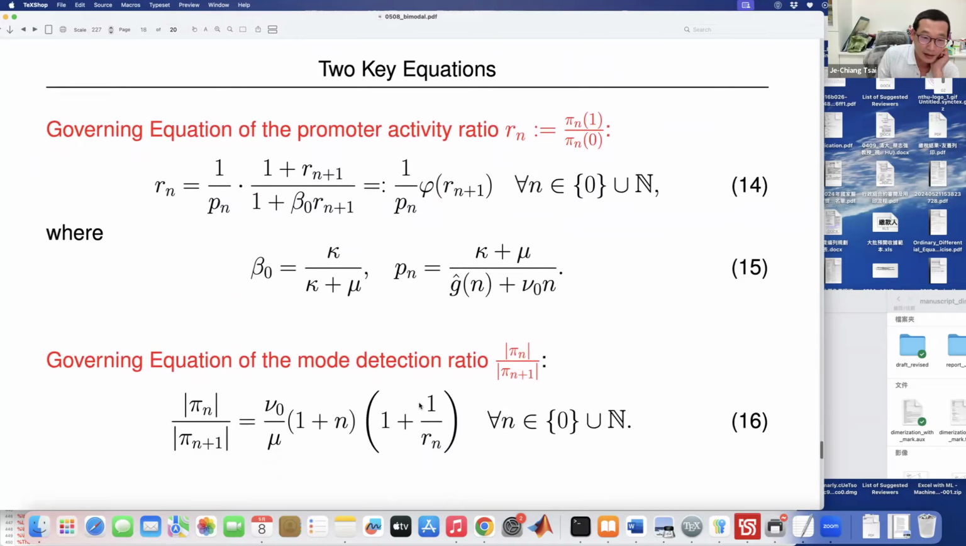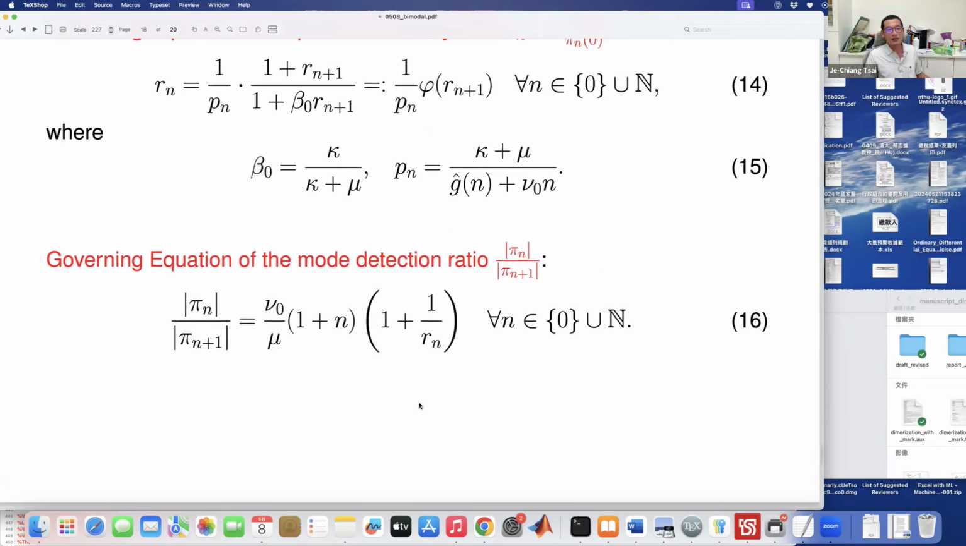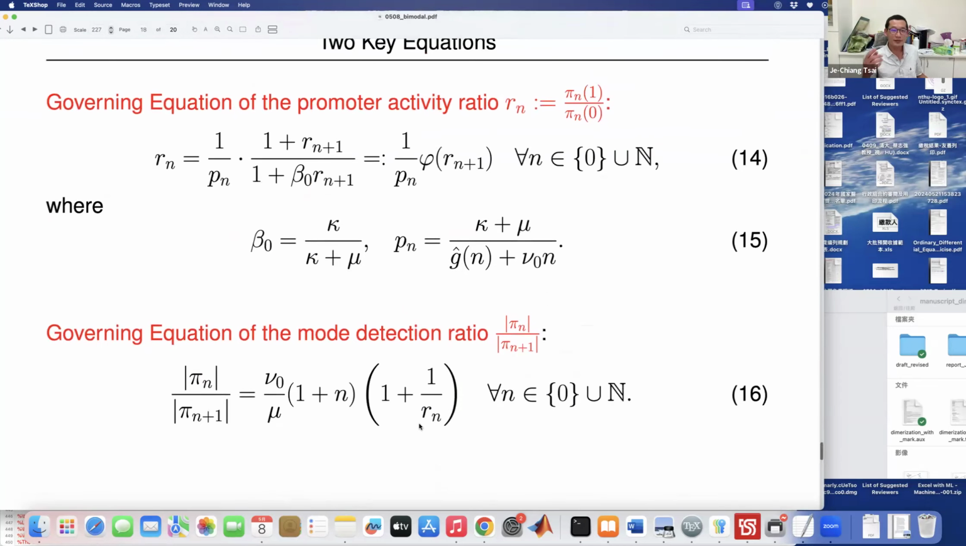So if you have these two equations, you just need to solve them. Basically, this is a backward recurrence relation, because of n plus 1. So you need to find a very large n, and then integrate to get what will happen for the whole network system.